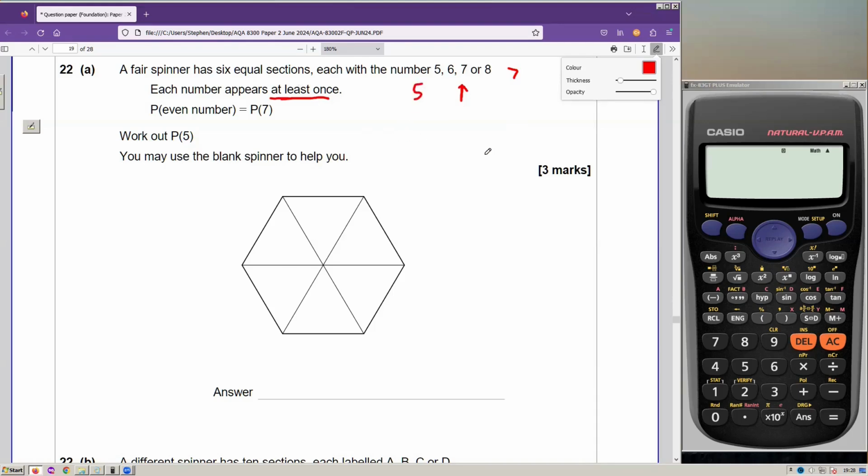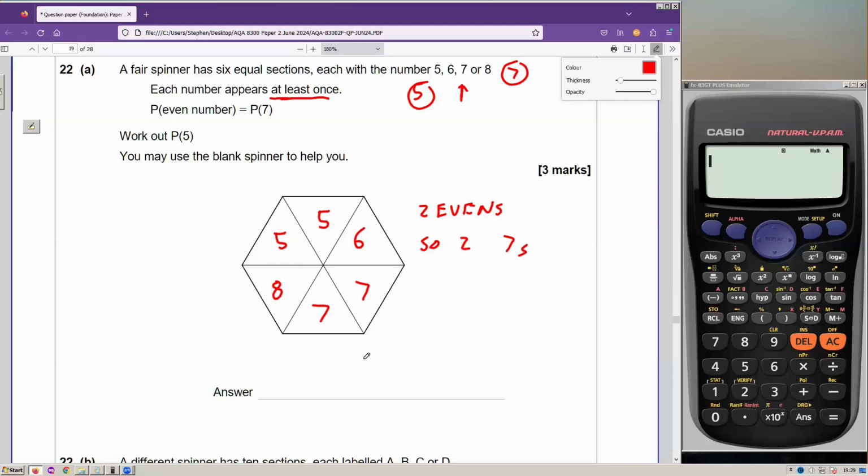Okay, 3 marks. So you're going to use a blank spinner to help us. So let's put them in 5, 6, 2 7s, an 8, and a 5. Yeah, it's 3 marks. I think identifying the 7 and identifying the 5. But if you really want to be pedantic, you can say 2 evens. So 2 7s. Yeah.